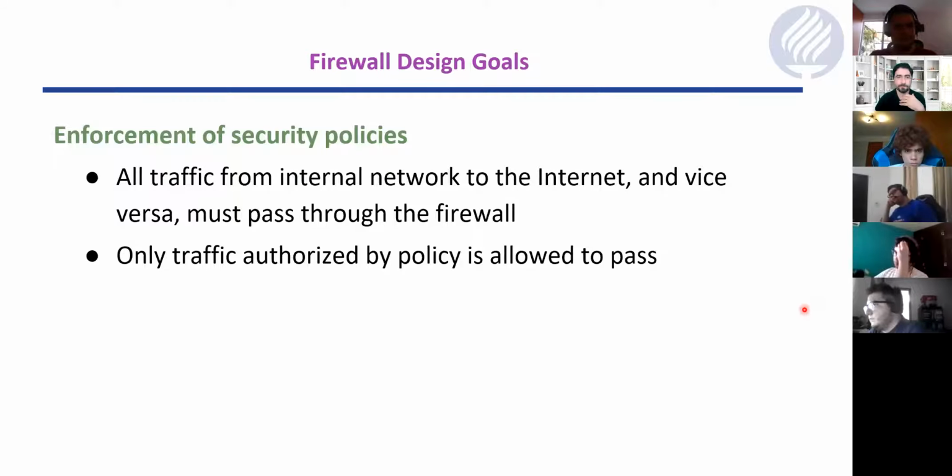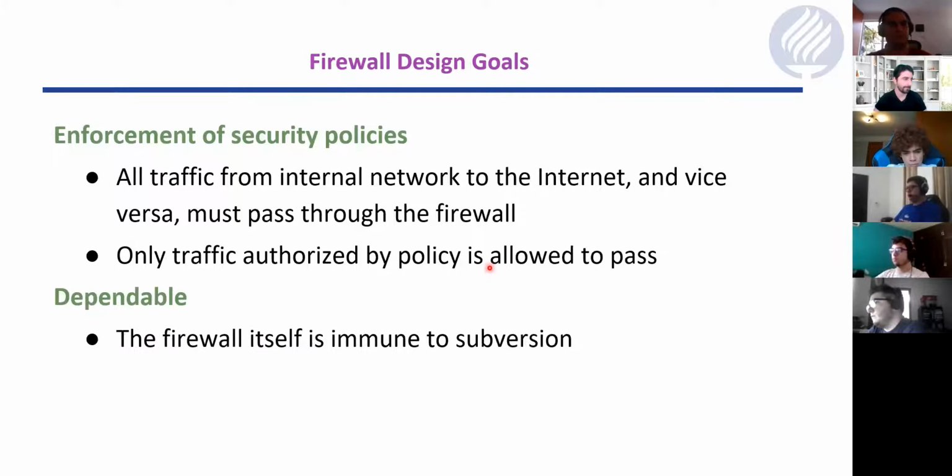All the traffic from the internal network to the internet, and vice versa, from the internet to your internal network, must pass through the firewalls. So it's both ways: information transferred from outside to the internal network, and from the internal network to the outside. And you want only the traffic authorized by the policy to pass through your firewalls. Basically, that's how you're enforcing it.